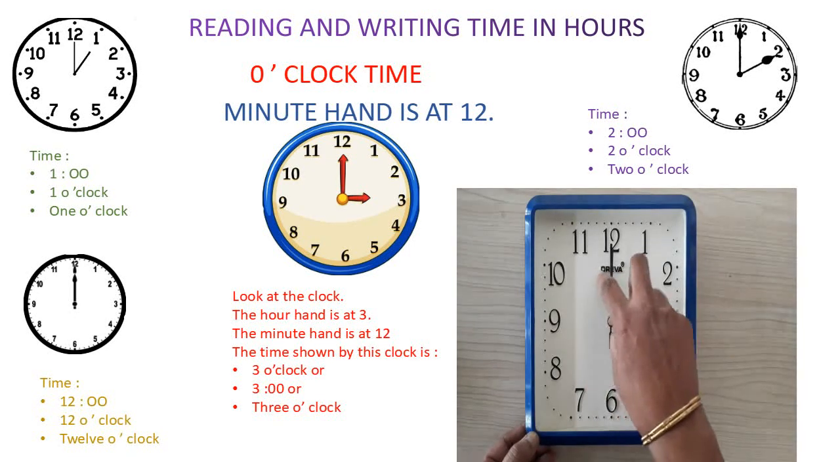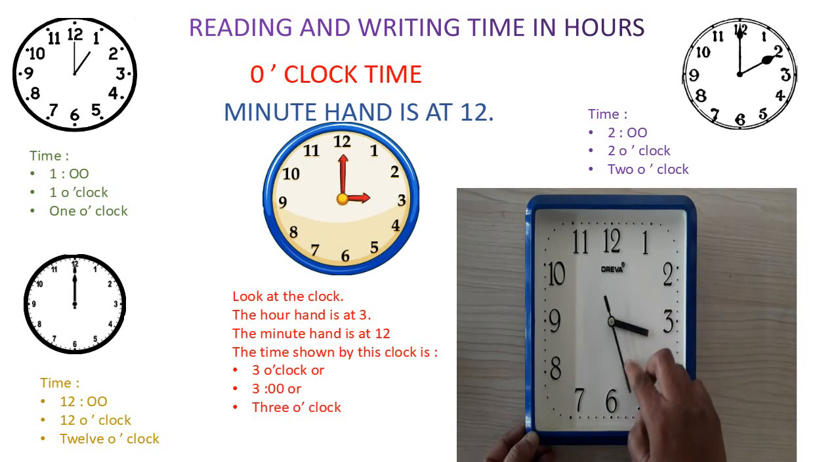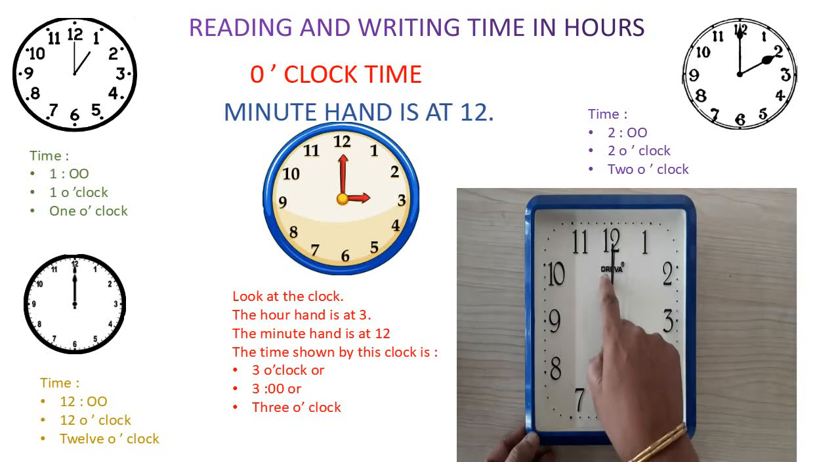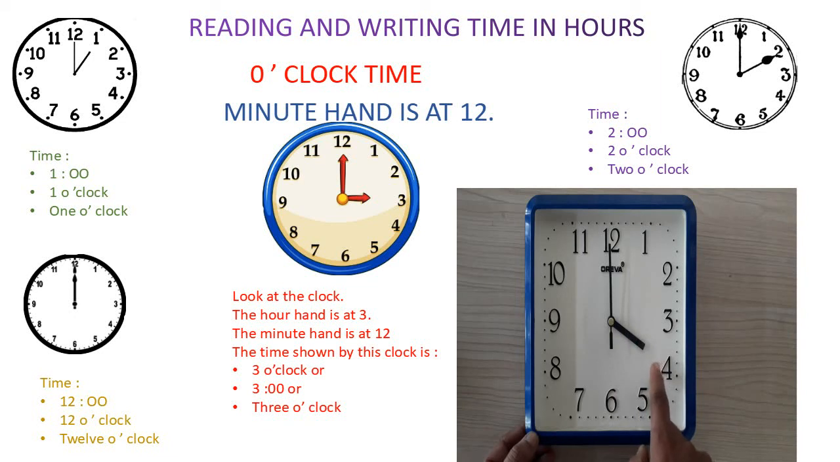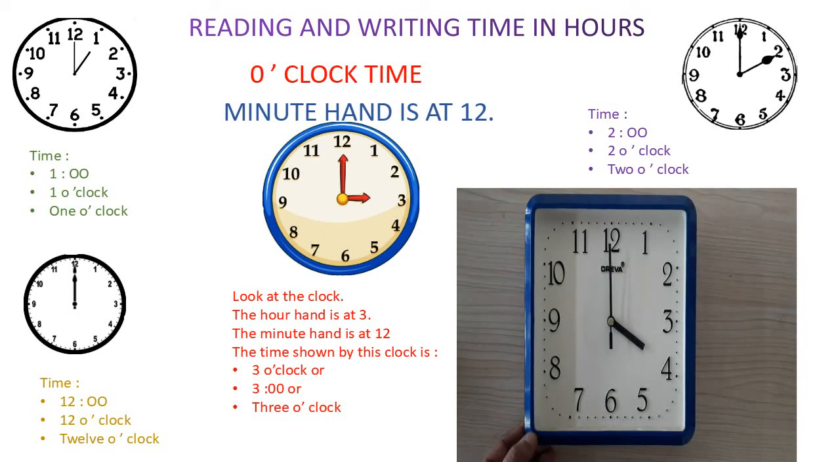Now every time you read or write the time in hours, you will notice the minute hand is always at 12 and the hour hand is on the particular numeral. Say for example, this time is 4 o'clock. At 4, the shorter arm is pointing, but the minute hand is at 12 only.